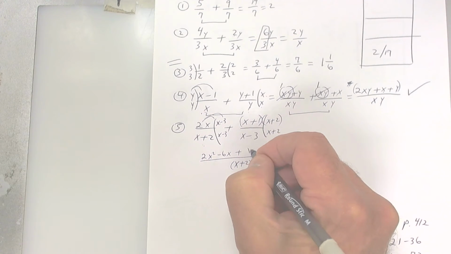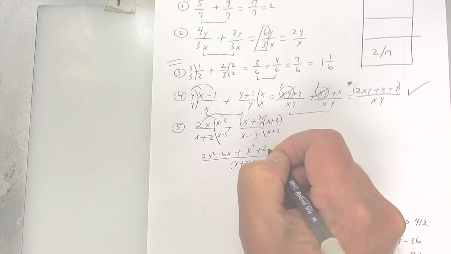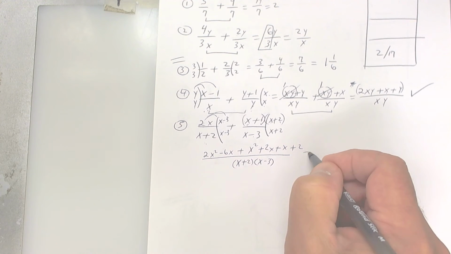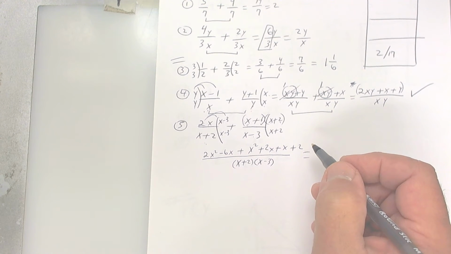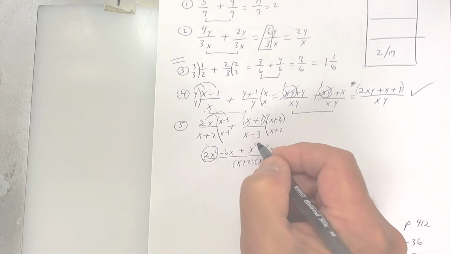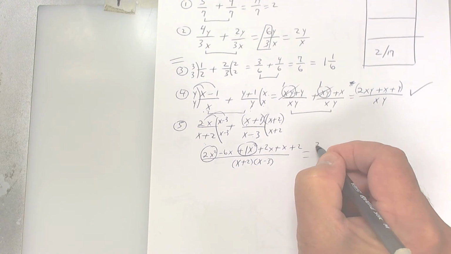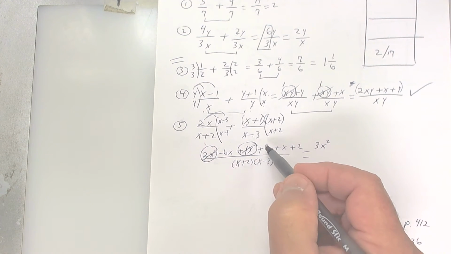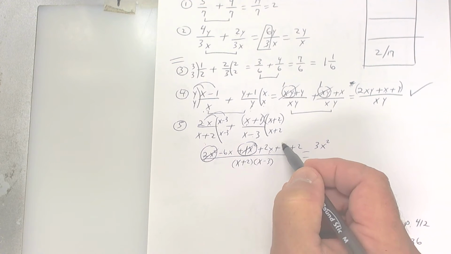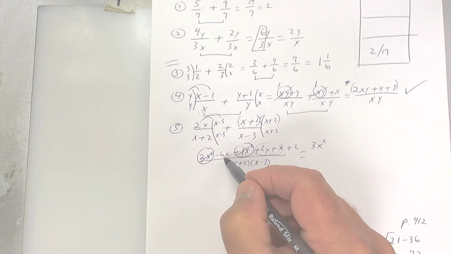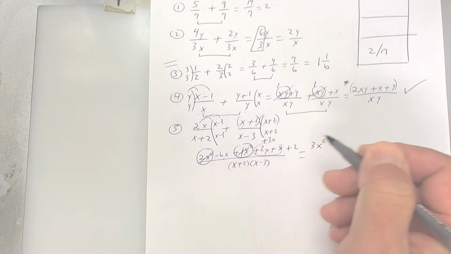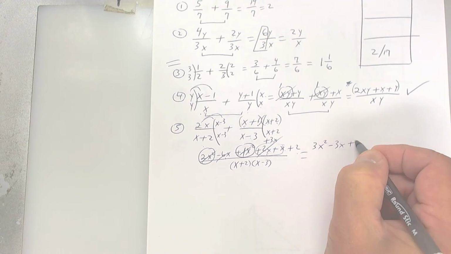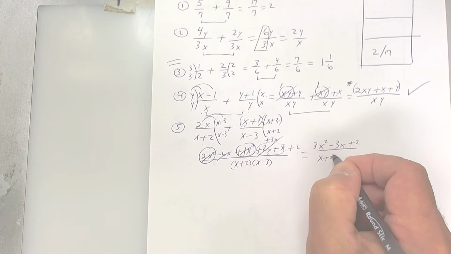x times x is x squared, x times 2 is 2x, and then 1 times x is 1x, and then 1 times 2 is 2. Now that your denominators are the same, you can add like terms. So 2x squared plus 1 gives you 3x squared. A positive 2x plus 1 more makes 3x. A negative 6x plus 3x is going to be a negative 3x. And then here you're going to get plus 2 all over your least common denominator of this.